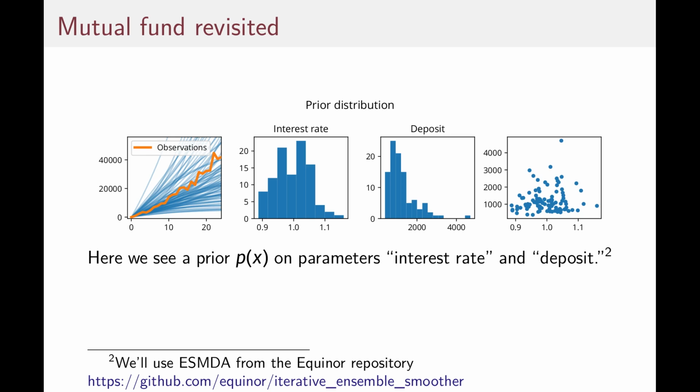So I created a distribution over interest rates and deposits, and I sampled some samples from this. You can see the samples on the very right, and the marginal histograms on the two middle plots. Each point on the scatter plot corresponds to a trajectory on the left, a mutual fund realization in the output space here. I want to update this ensemble of inputs so that it matches the outputs more closely. So let's run the algorithm.